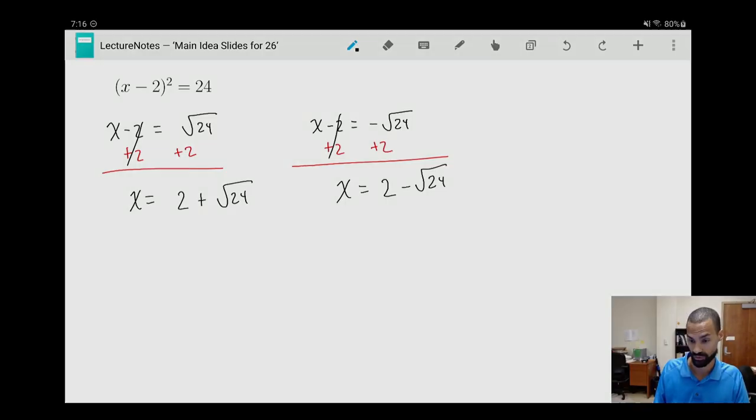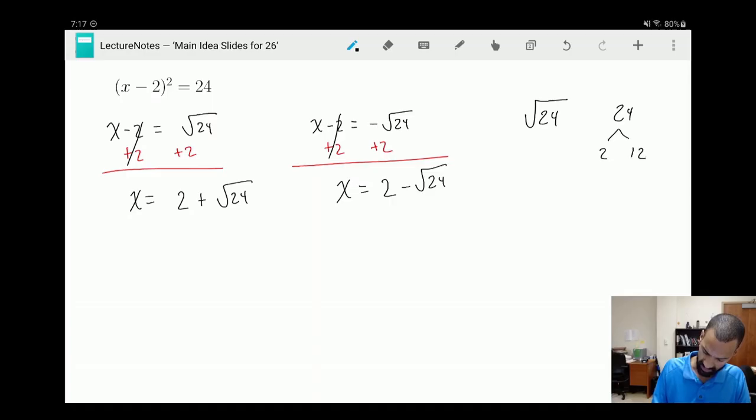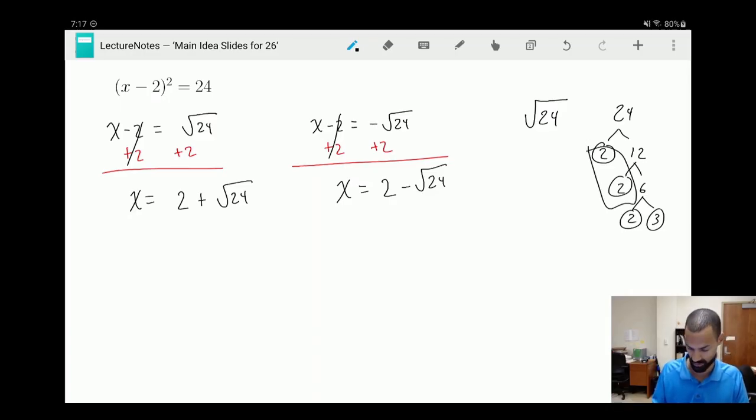Let's see if we can break down the square root of 24. So 24 is what? 2 times 12. 2 is a prime number. 12 is 2 times 6. 6 is 2 times 3. Keep in mind, every pair of numbers is going to become a perfect square that's going to come out of my square root. So the pair of 2's will come out. This 2 times 3 will remain behind. 2 times 3 is 6. So the square root of 24 is the same thing as 2 times the square root of 6.